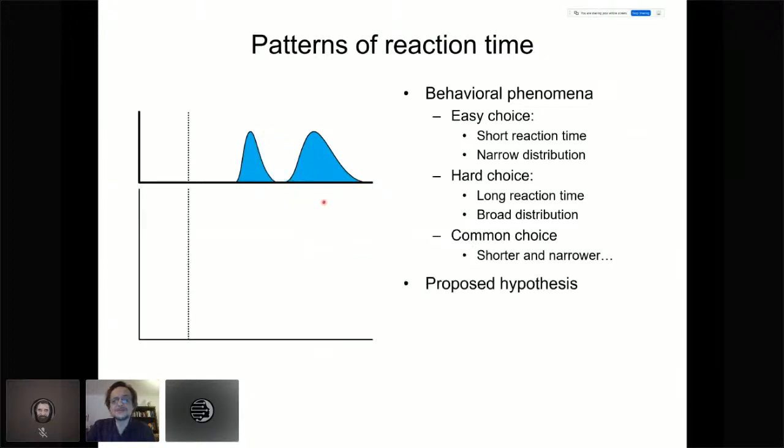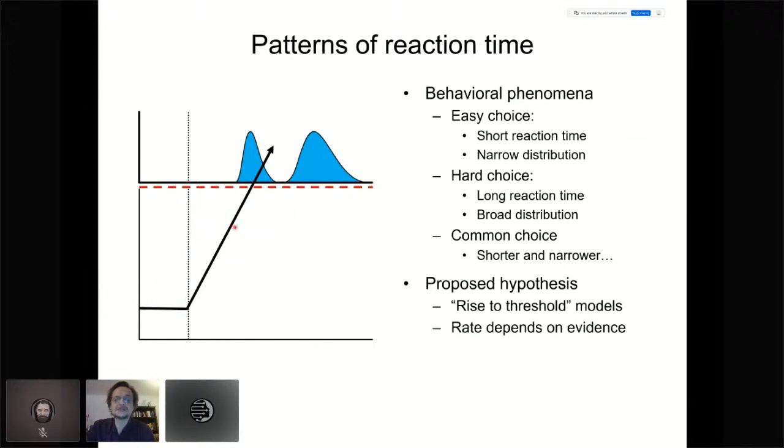Now, the explanation for these phenomena is in the form of the so-called rise-to-threshold models. The idea here is that there's some threshold and there's some neural activity that's rising. As soon as it hits that threshold, that's when you make your decision. The rate of the rise depends on the strength of the evidence. So if the evidence is strong, you rise quickly and make fast reactions. If the evidence is weaker, it takes you longer to get to that threshold.